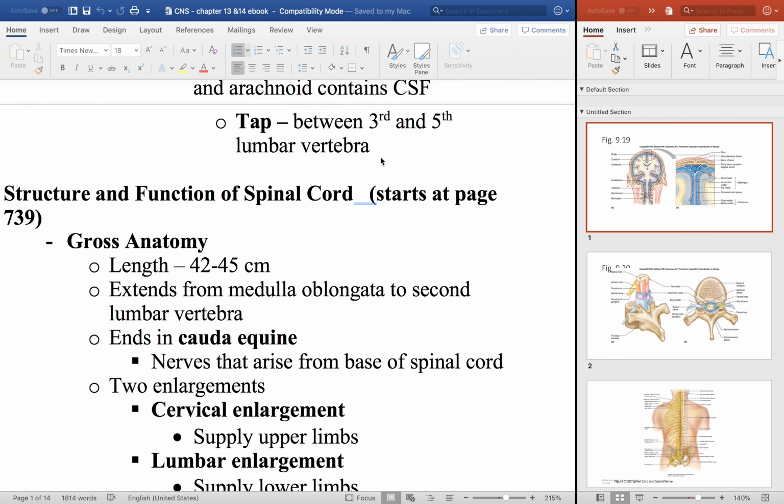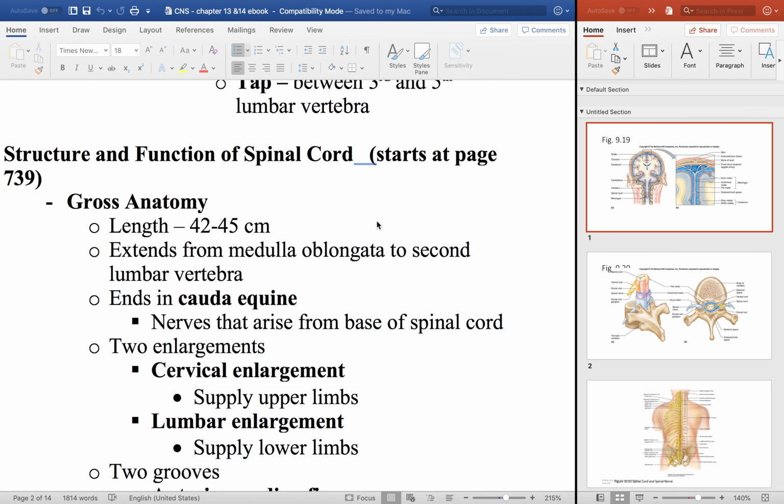Okay, so now we're ready to start the second section about structure and function of the spinal cord itself. This is gross anatomy. Remember, gross anatomy means that it's the visible structure you can see with the unaided eye. The length is between 42 and 45 centimeters.